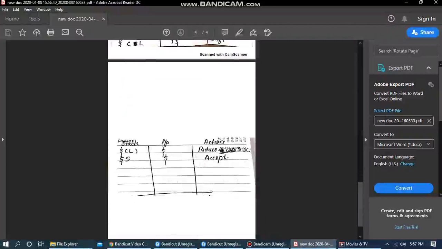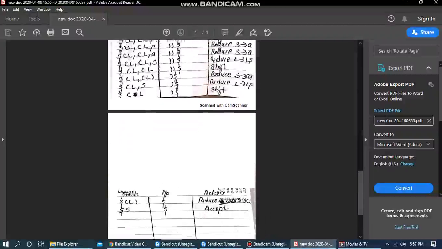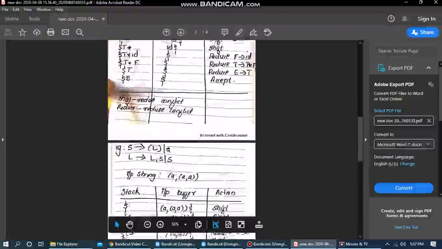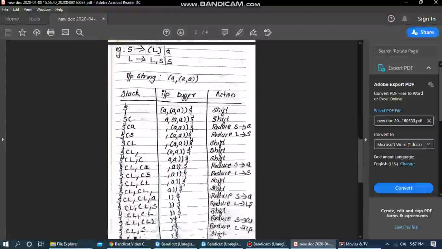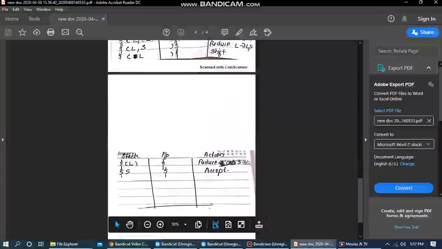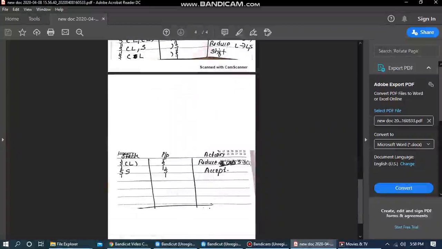The action to be performed is you have to compare with the grammar. Yes, in the first production, S gives open bracket L close bracket. So replace that by S. Reduce, so you have to write the action as reduce S gives open bracket L close bracket. Yes, we reached the starting symbol of the grammar. That is our aim, that is the purpose of shift reduce parsing, or the purpose of bottom up parsing. So we have reached the start symbol.